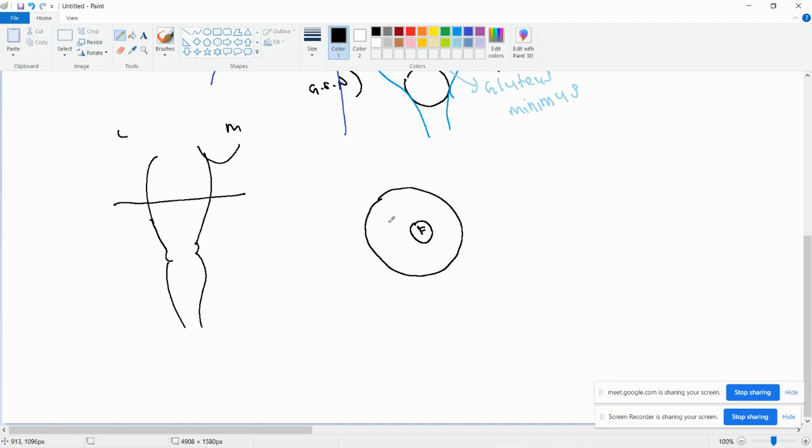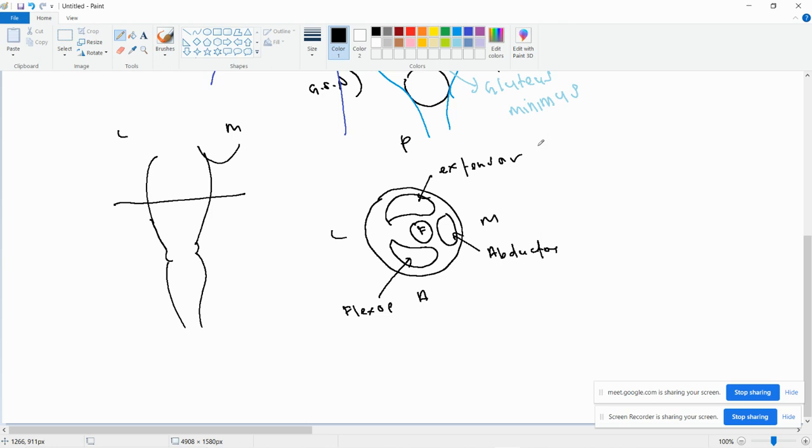Okay, so posteriorly you have extensor muscles, medially you have adductor muscles, and anteriorly you have flexor muscles. Okay, this is medial, this is lateral, this is anterior, this is posterior, this is your femur. So this is your flexor group, this is your adductor group, and posteriorly you have the extensor group. Okay, now listen carefully, class.